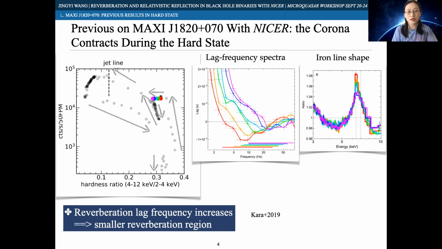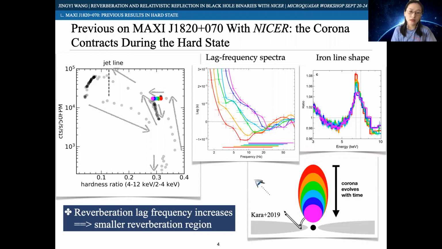This could either result from a change in the inner edge of the disk or a change in the corona geometry. However, from the fact that the red wing of the broad iron line stayed the same, the inner edge of the disk should also stay the same. Therefore, we put forward the idea that the corona contracts in the hard state, which could also explain the drop in the narrow core of the iron line, which is thought to result from the upper part of the corona illuminating the outer disk.